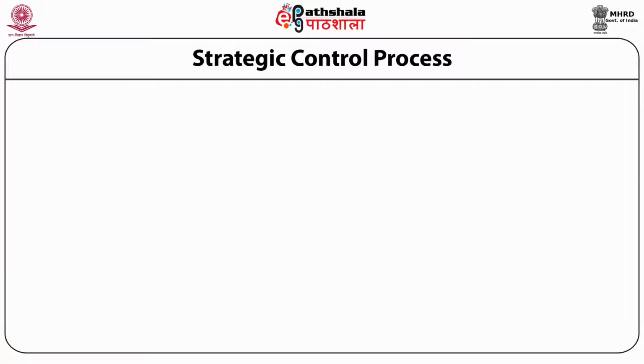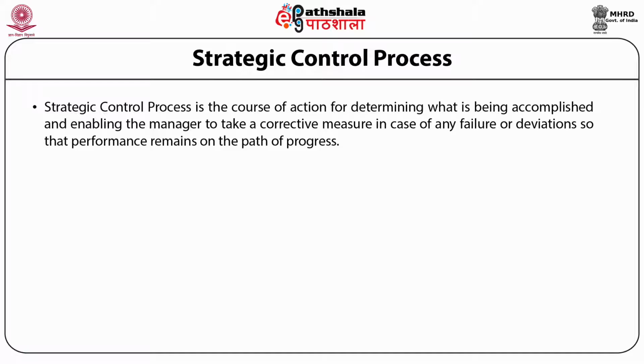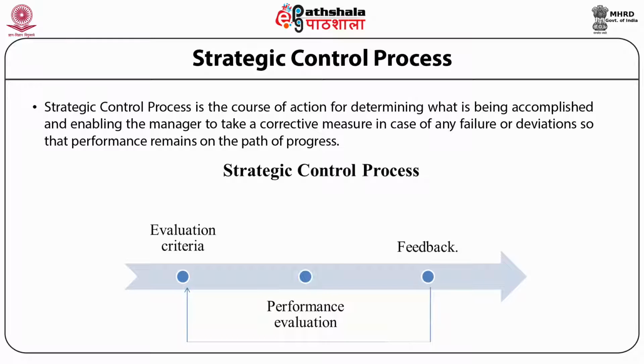Strategic control process. The strategic control process is the course of action for determining what is being accomplished and enabling the manager to take corrective measures in case of any failure or deviation, so that the performance remains on the path of progress. Thus, strategic control engulfs evaluation and is perpetual rather than periodical in nature. According to P. Drucker, strategic control maintains equilibrium between ends and means, output and efforts.